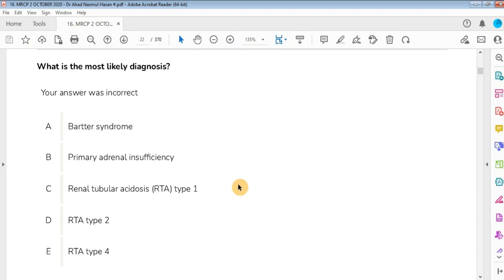What is the most likely diagnosis? Bartter syndrome, primary adrenal insufficiency, RTA type 1, RTA type 2, RTA type 4.